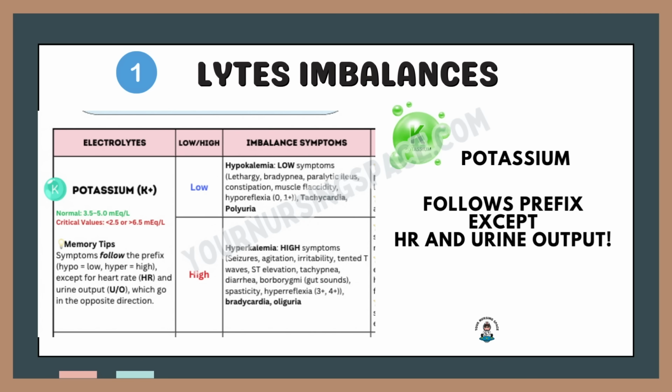Normal potassium is 3.5 to 5. Too high is hyperkalemia, too low is hypokalemia. Here's a trick for NCLEX. Potassium follows the prefix, except for heart rate and urine output. So hyperkalemia means high energy like muscle cramps, restlessness, but low heart rate and low urine output.